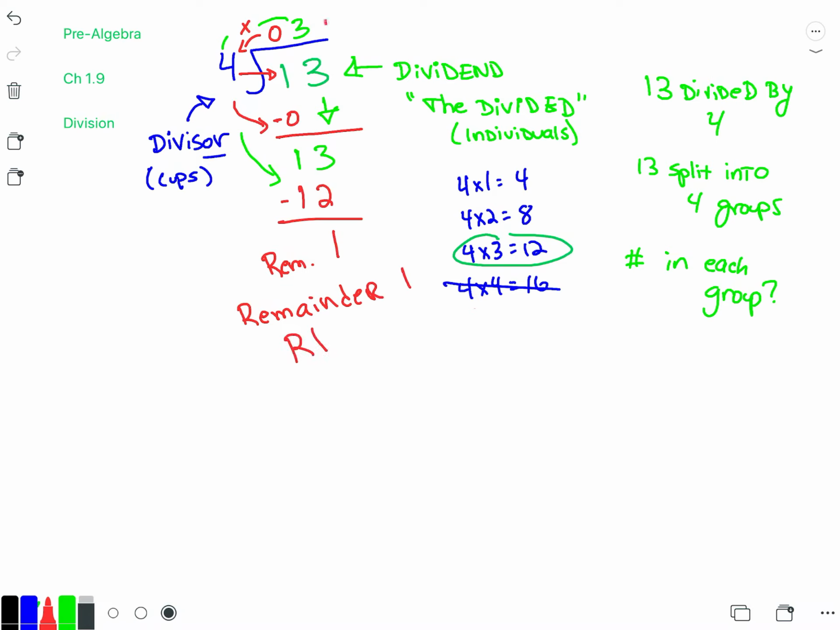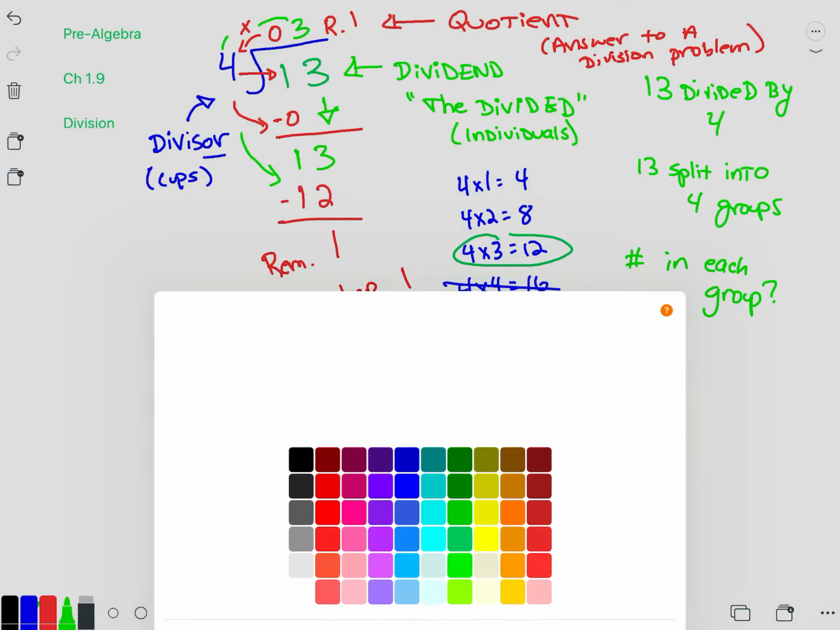Q-U-O-T-I-E-N-T, the quotient. And that's the answer to a division problem. Okay? So 3 remainder 1 is the answer to what is 13 divided by 4. Now if you don't believe me, take a look at this picture.